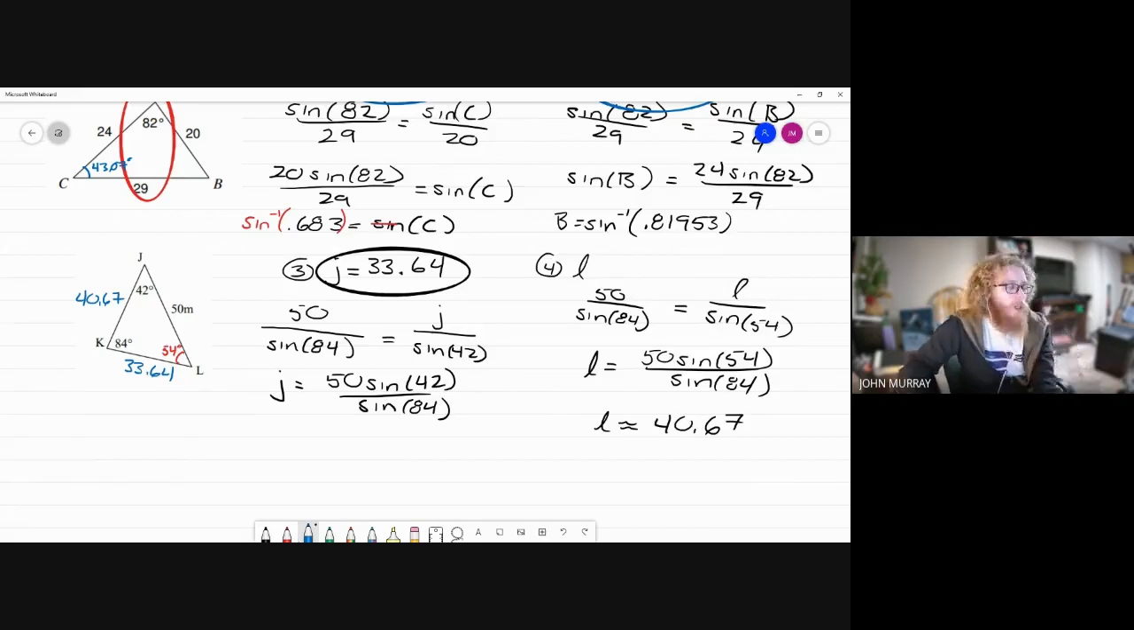Right. And again, there's really no way to check this, right? I can't add these up to equal something. So we just compare the opposite sides. 42 is my shortest angle. 33.64 is my shortest side. 84 is my largest angle. 50 is my largest side. And then L would be in the middle. So everything works out there. All right, any questions about that?